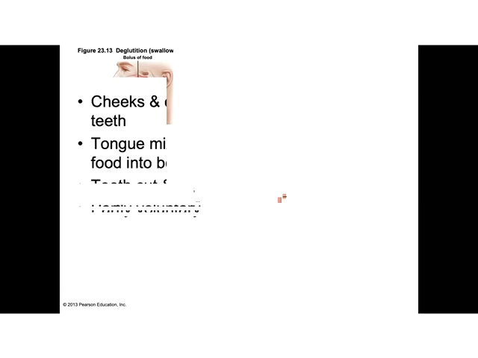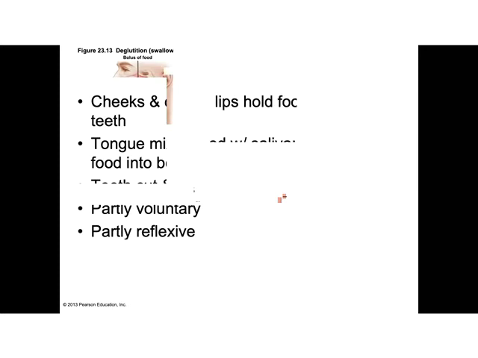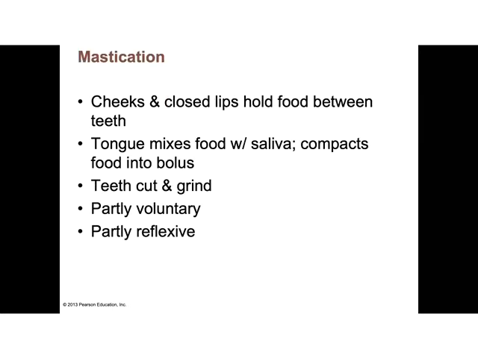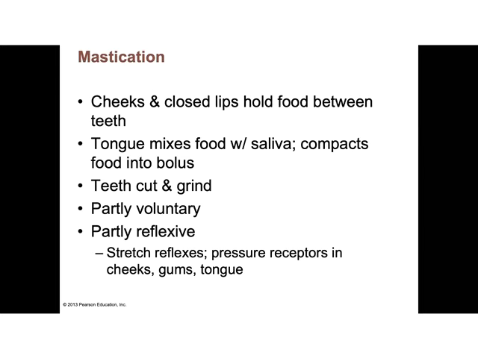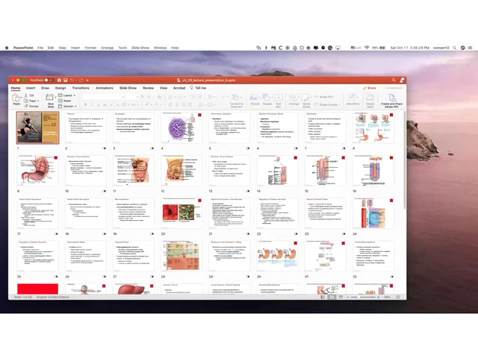In mastication, cheeks and the closed lips hold food between the teeth, and the tongue mixes the food with the saliva and compresses it into a bolus. The teeth will cut and grind. This is a partly voluntary and partly reflexive action, mostly voluntary. Stretch reflexes act here. Pressure receptors in the cheeks, the gums, and the tongue also act here. Let's talk a little bit about the act of swallowing.